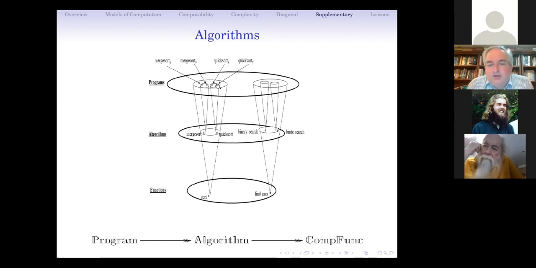Now, this one has 4 lit up. You have merge sort written by Alice, and merge sort written by Bob, and you have quick sort written by X, and quick sort written by Y. Now merge sort and quick sort are 2 different algorithms. So you might think of an algorithm as an equivalence class of programs.